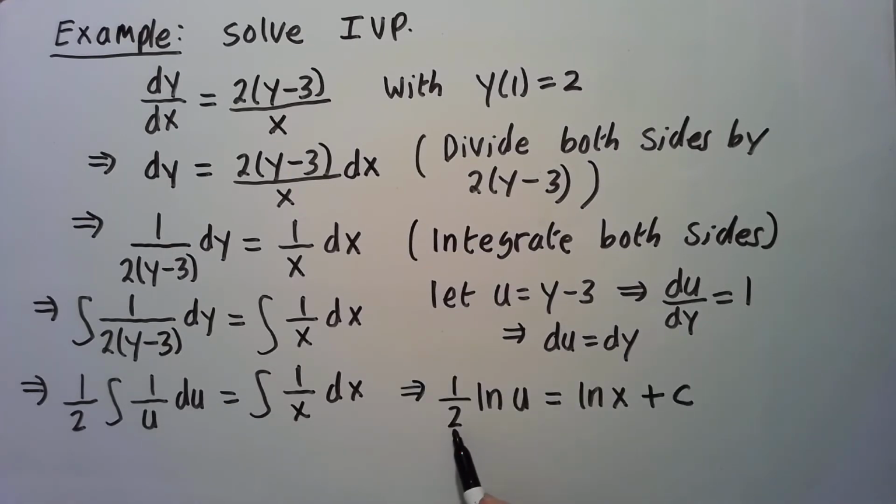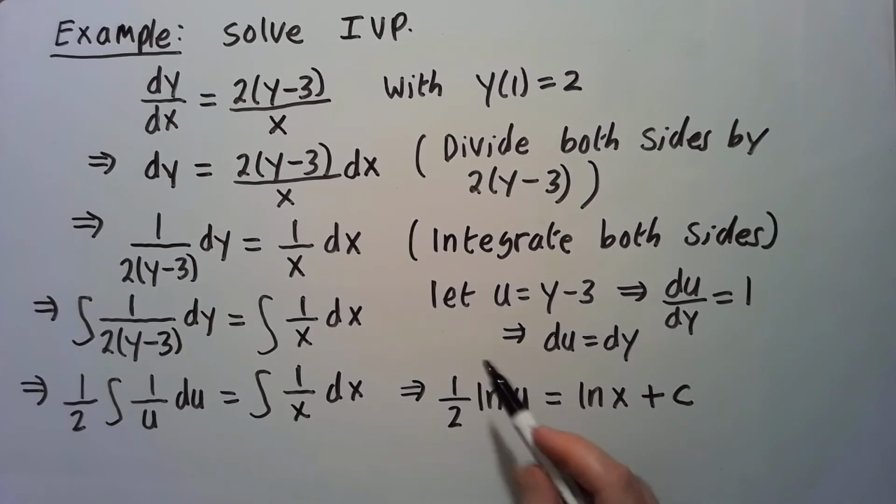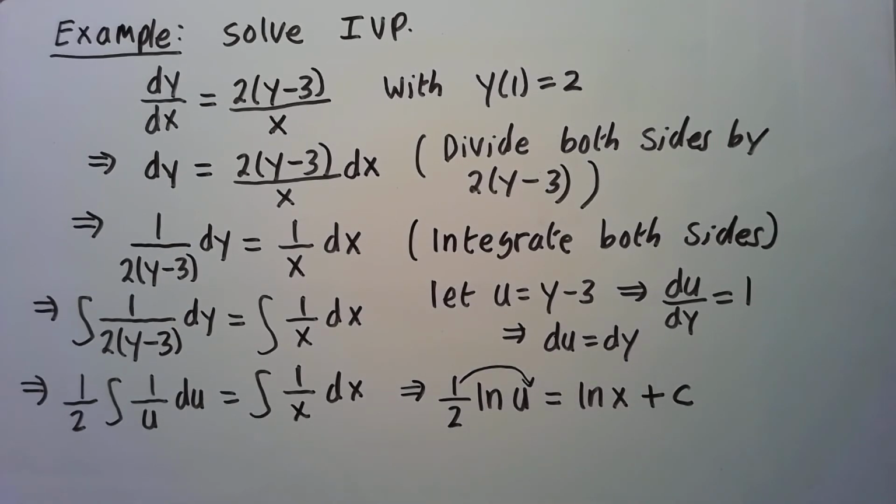So we get this then, 1/2 ln of u equals ln of x. I'm putting the constant on this side. I guess it should be constant on both of these, but I can move things around and just have one constant here. So the constant's over here. Now let's replace the u with y minus 3 and bring up the 1/2 on the exponent here. Let's do that.